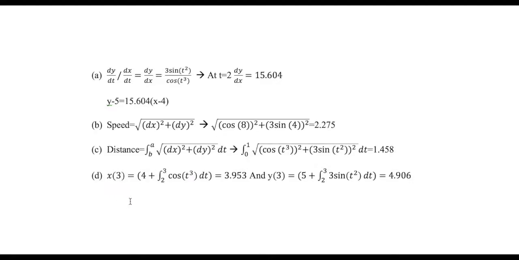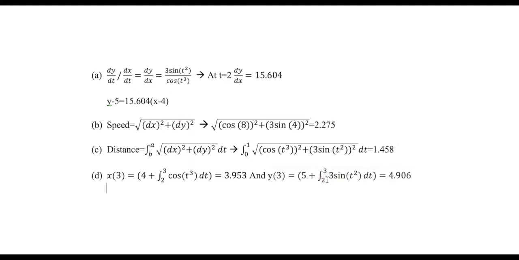Part D asks, find the position at time equals 3. So we have x of 3 and y of 3. We already know at t equals 2, it's (4, 5). So to find x, it's 4 plus the distance traveled from 2 to 3. So it's just the integral from 2 to 3 of cosine of t cubed dt. You plug that in your calculator and you get 3.953.